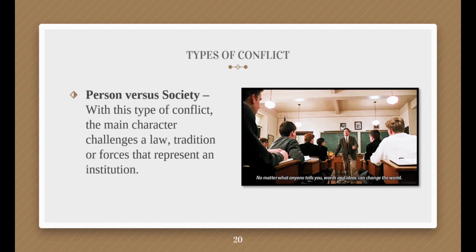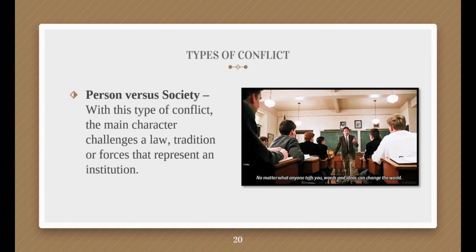The next type is the person versus society. With this type of conflict, the main character challenges a law, tradition, or forces that represent an institution. Like in the film Dead Poets Society, a teacher goes against convention in teaching his students.